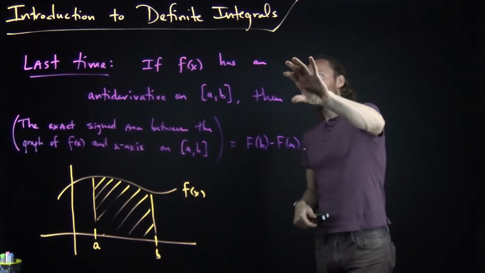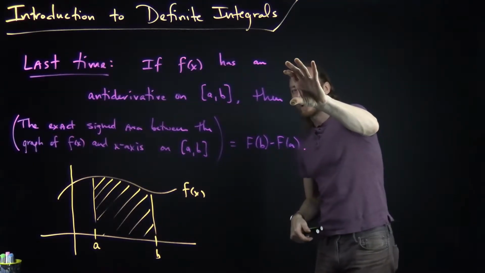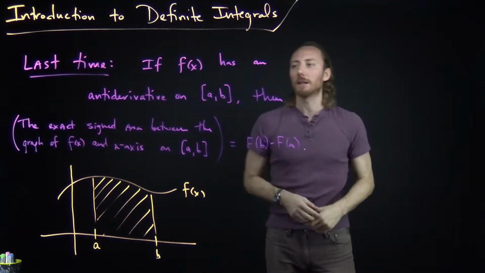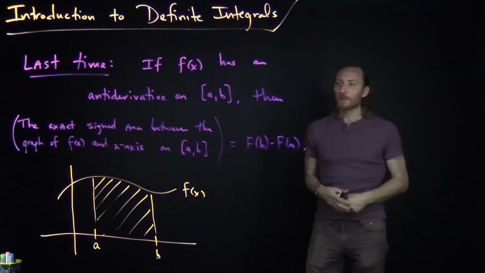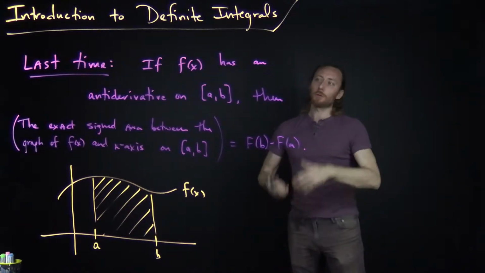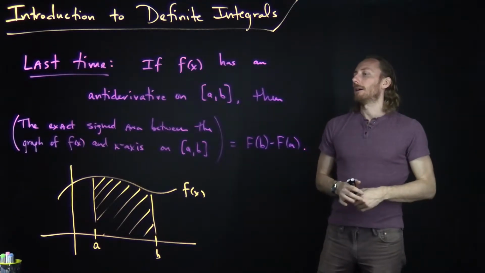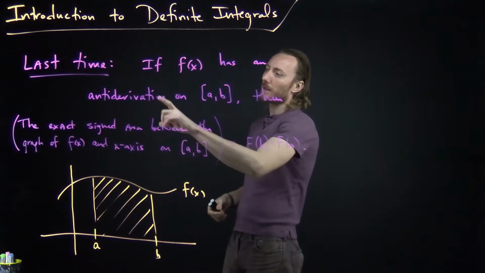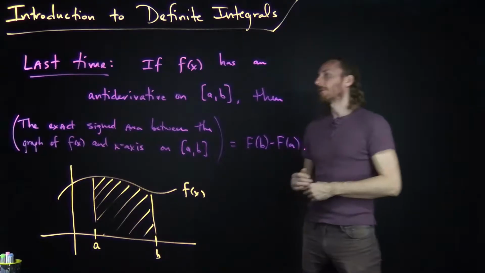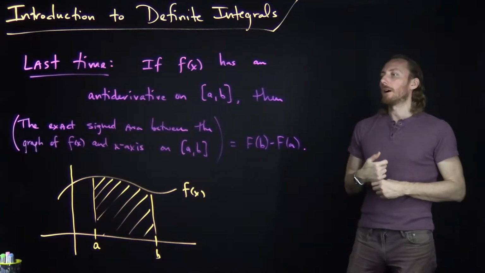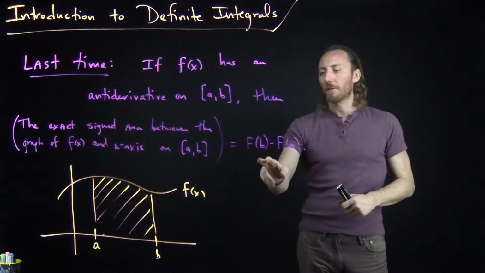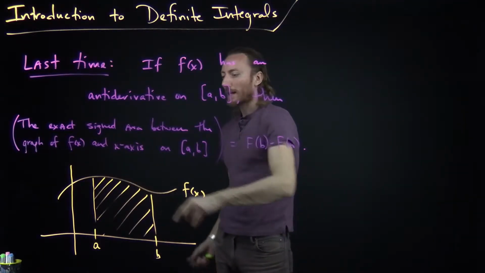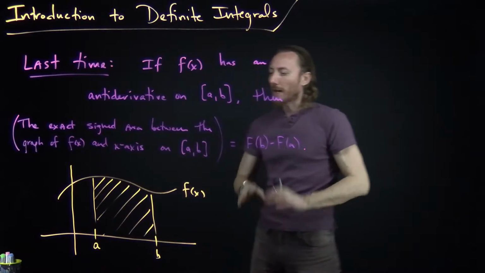Essentially, our primary assumption was that our function little f of x has an antiderivative. So the existence of an antiderivative allowed us to utilize the mean value theorem. It allowed us to go through the computation as we did, and we ultimately computed the exact signed area between the graph of f of x and the x-axis on a comma b to be capital F of b minus capital F of a.